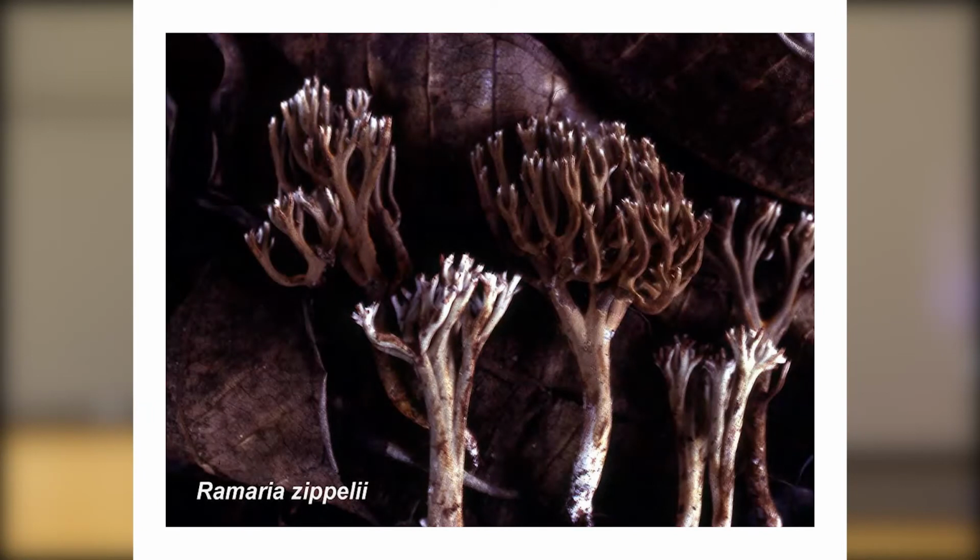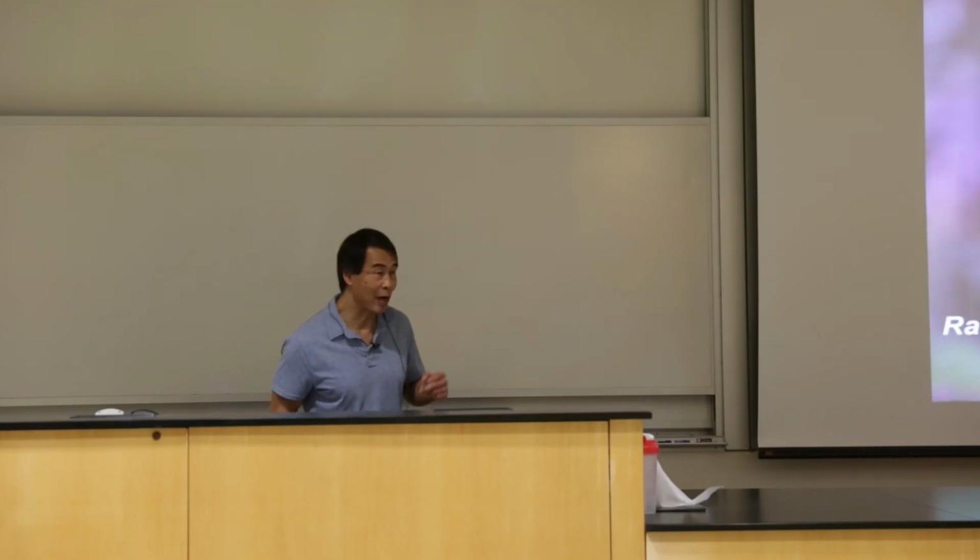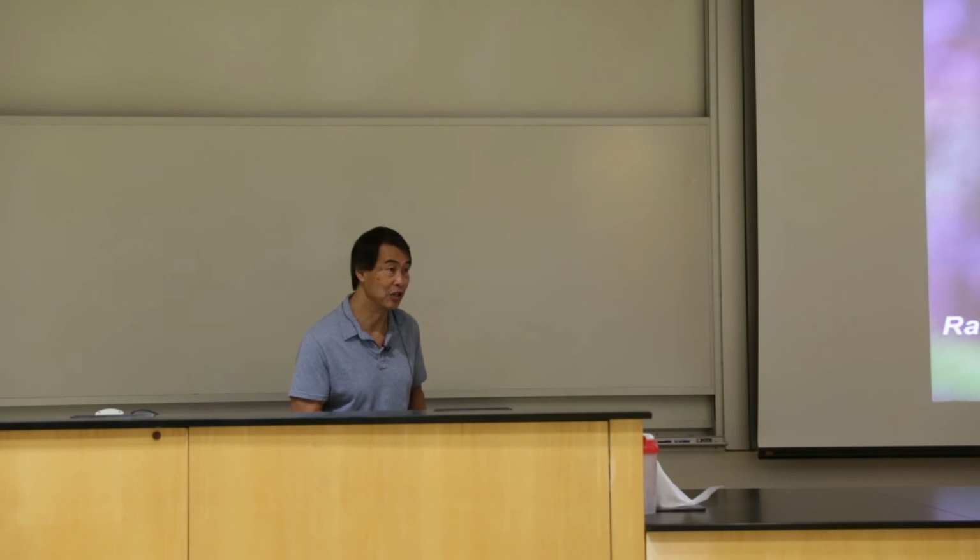Okay, another group are commonly called the coral fungi. This is not a very good picture. This is Ramaria. This is, again, mycorrhizal with eucalyptus, so it's not that uncommon. But one that looks a lot better is this one right here, Ramaria fragilis, which is also associated with eucalyptus as well.